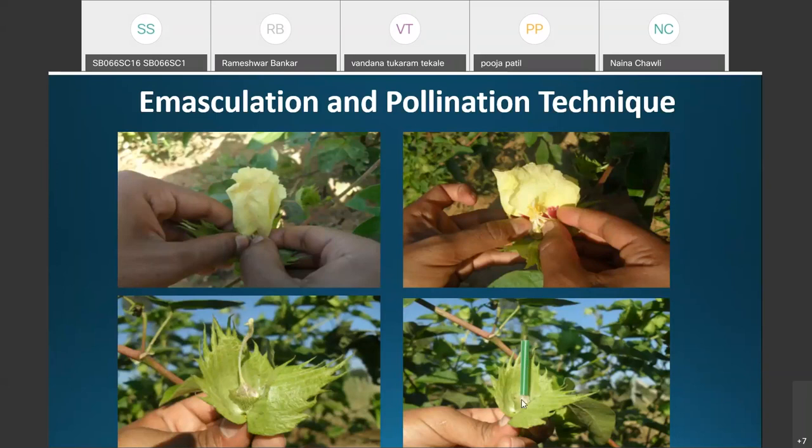Here you can see this is the soda straw, a short length soda straw. With the help of this short length soda straw, the pollen grains are collected from the male parent, and then this soda straw, partially filled with the anthers, is slipped down over the exposed stigma.